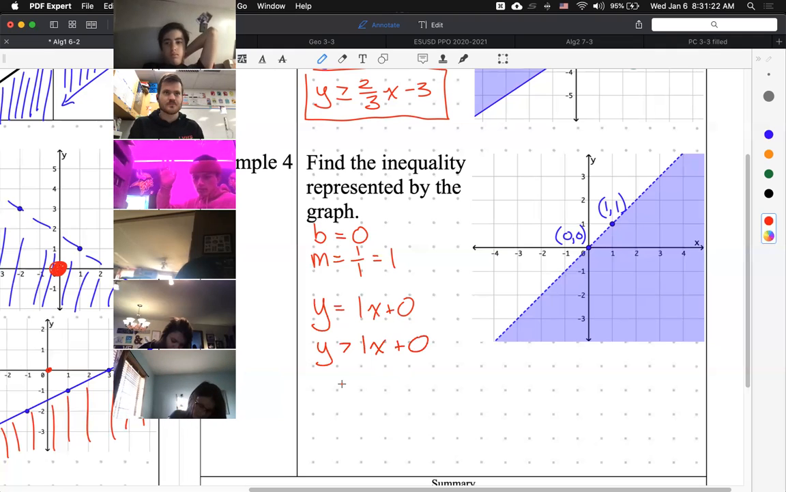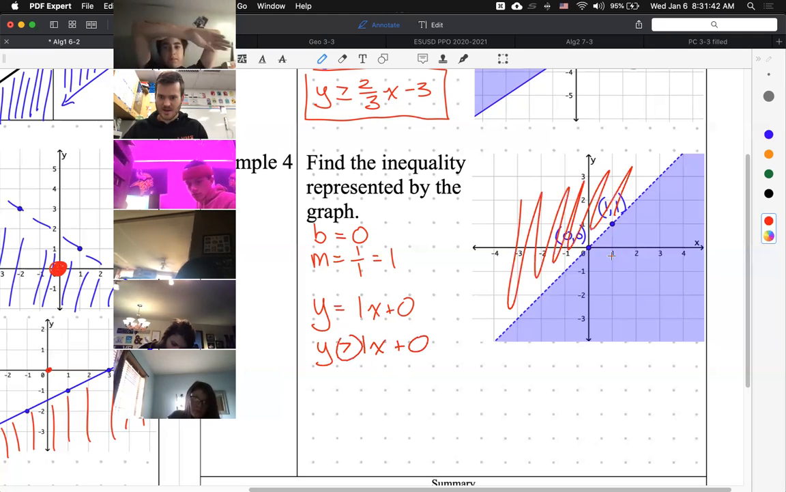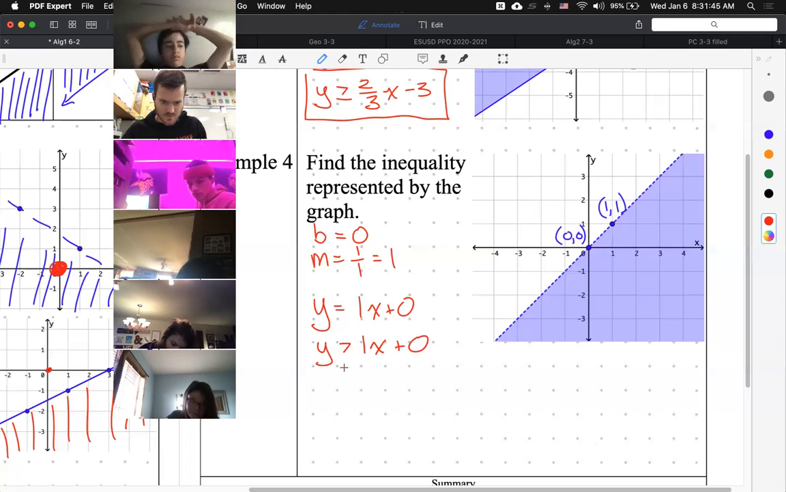What's up, Ripley? If it was greater than, it would be shaded above the line. Oh, I meant less. Okay. Yeah. So let's change that to a less than. Thank you. Good catch. Yeah. So if this was a greater than, it would be shaded like that. Okay. So let's just change that sign.